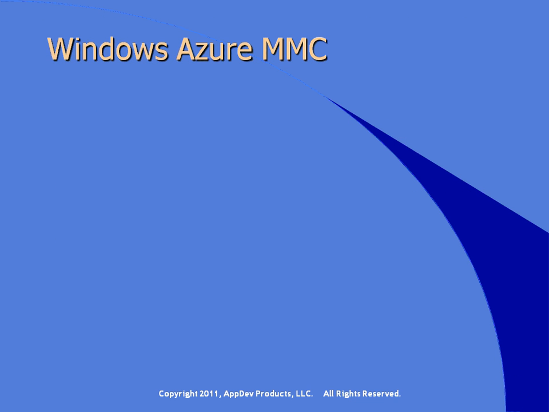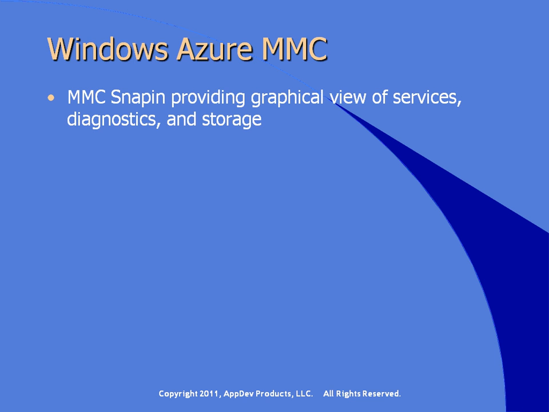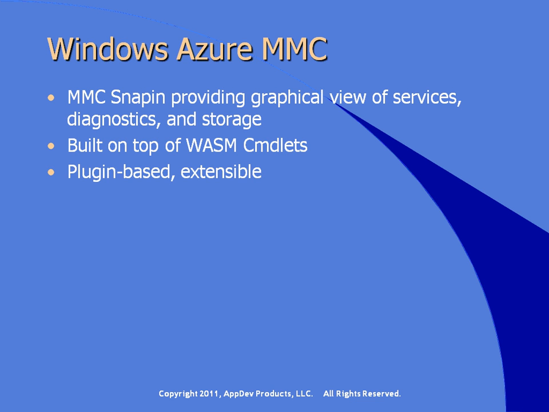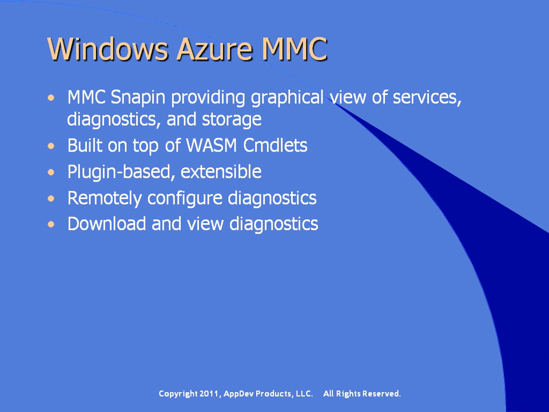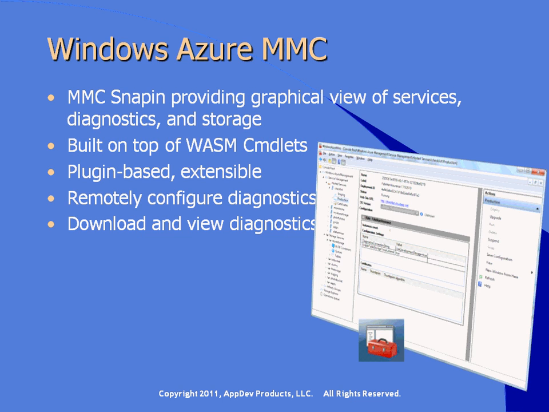Now, one of the other tools we talked about is the Windows Azure MMC snap-in. This is simply an MMC snap-in that provides a graphical view of your Azure environment and provides the ability to look at your hosted services, your storage services, your blob storage, and even the diagnostics and configuration information. And this snap-in is really built on top of a lot of the Windows Azure Service Management commandlets we talked about earlier. Now, the MMC snap-in is a standard plugin, so it is extensible. And the Windows Azure MMC also allows you to remotely configure your diagnostics and as well download and view your diagnostics information.